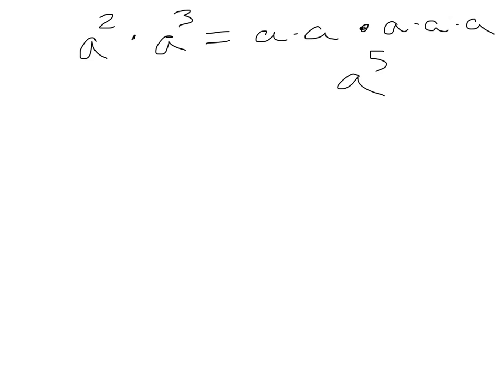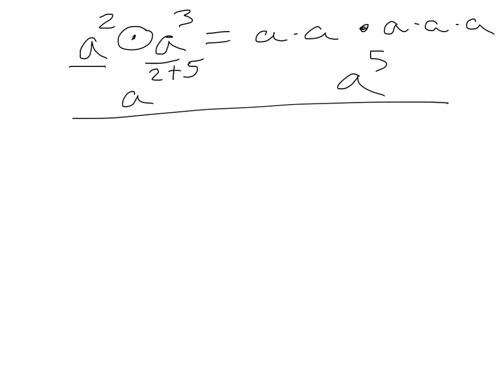Recall that if you take a to the second and multiply it by a to the third, that's just the same as saying a times a times a times a times a. So that means you have a to the fifth. Okay, great. That means that you have, in effect, added these exponents when you are multiplying like bases. When you multiply like bases, you simply add the exponents and you'll find your answer. In this case, it's a to the fifth.